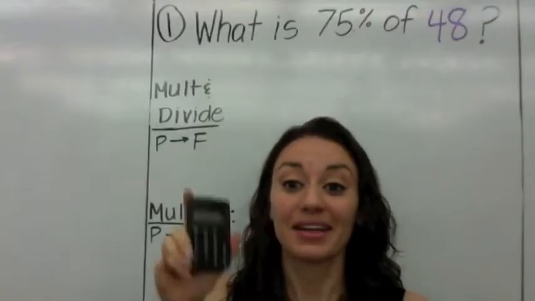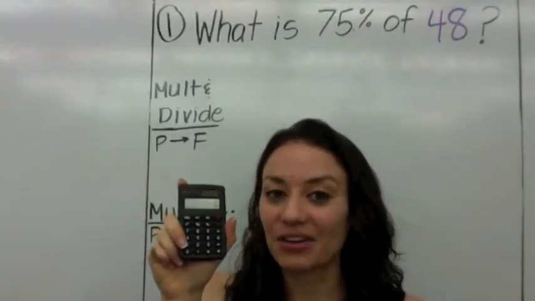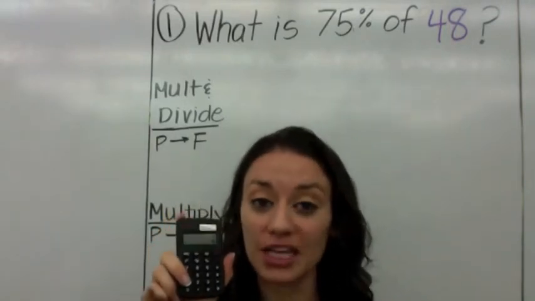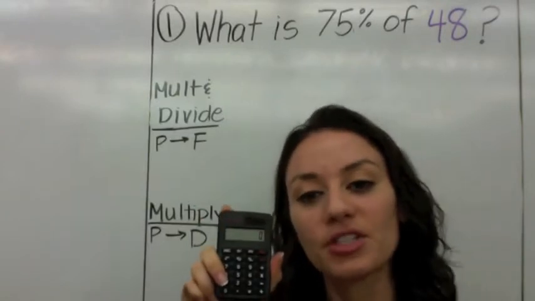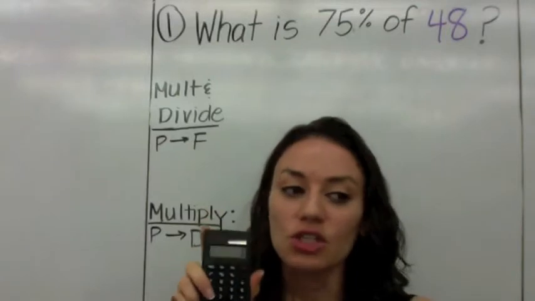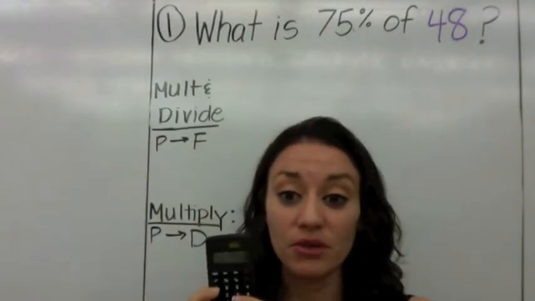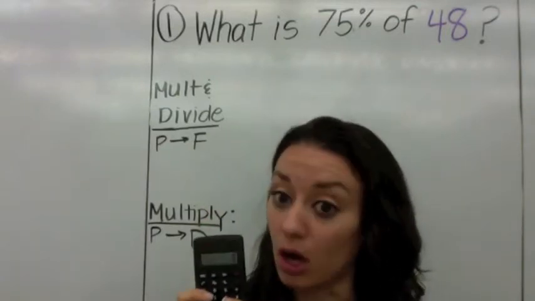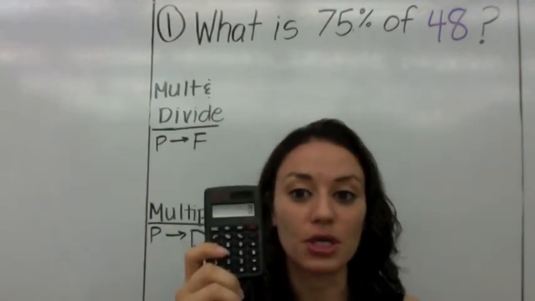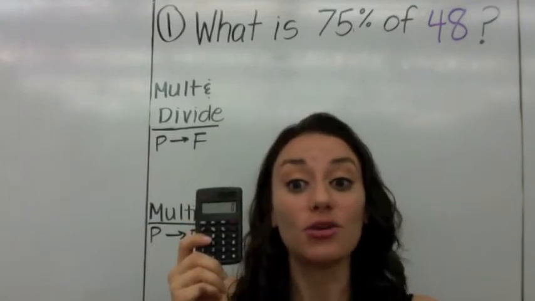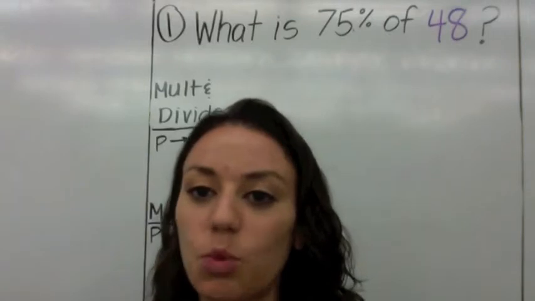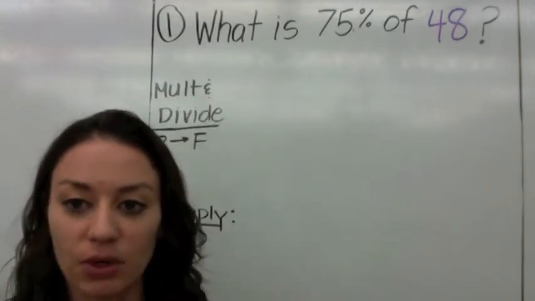Let's talk about calculators. A calculator is a very important and useful tool that can be used to multiply and divide numbers quickly, particularly when you're working with percentages. Okay, so for those of you who still have not learned how to do long multiplication and long division, the calculator will be very important, but you have to know how to use it. Okay, so let's go with number 1. It says, what is 75% of 48?